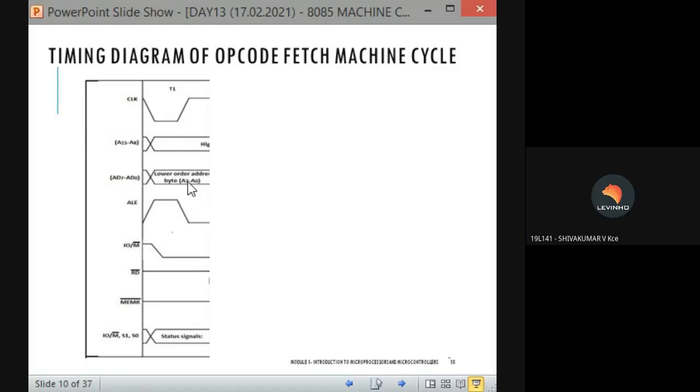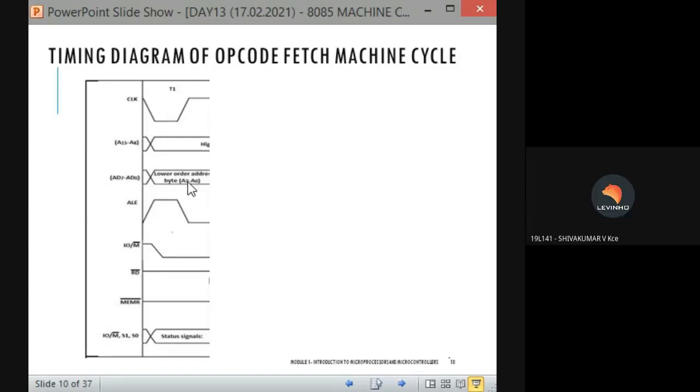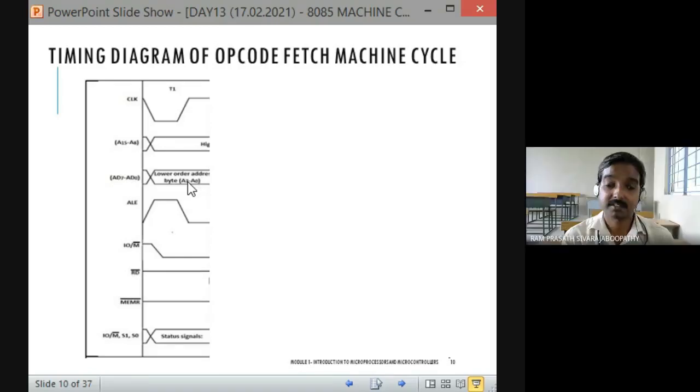Shivakumar, your voice is breaking. Your voice is getting broken. Sir, now is it audible, sir? Yes, now it is audible.